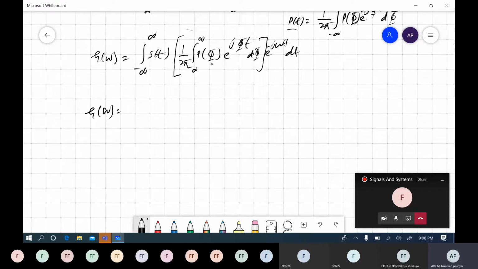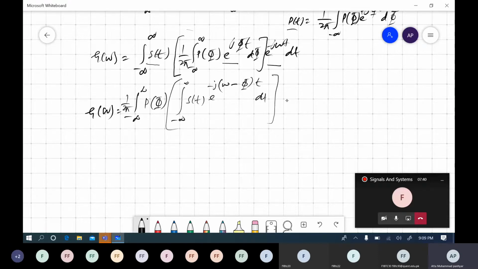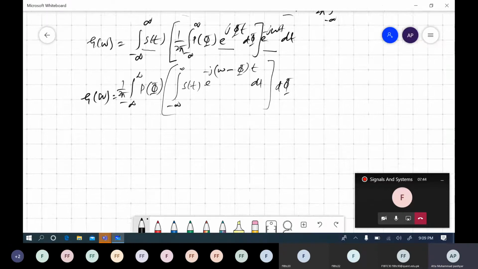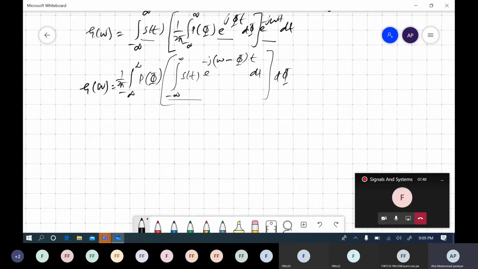Now we can rearrange the integral. We want to group the t terms together, so we can write the integral from minus infinity to infinity of P of phi, with 1 over 2 pi taken as common, times the integral of s of t e to the power minus j, taking minus j as common, so this would be omega minus phi, t dt, times d phi.